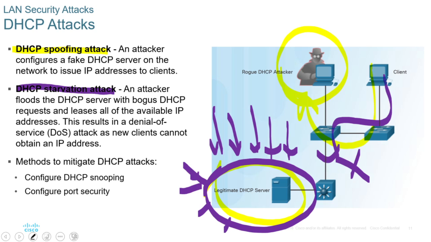So we can use a couple of approaches to mitigate DHCP attacks, that is configuring DHCP snooping and also configuring port security.